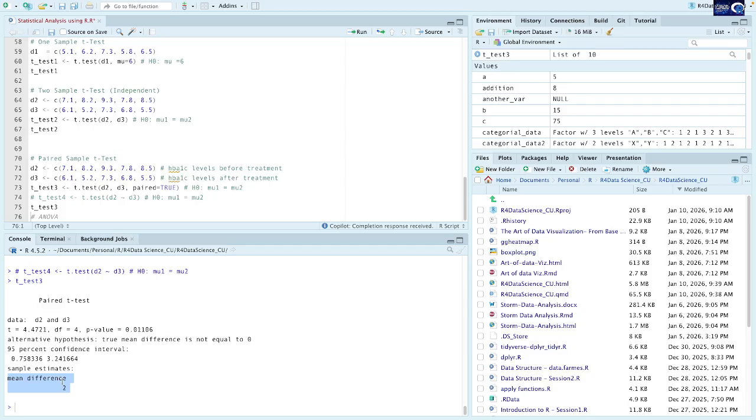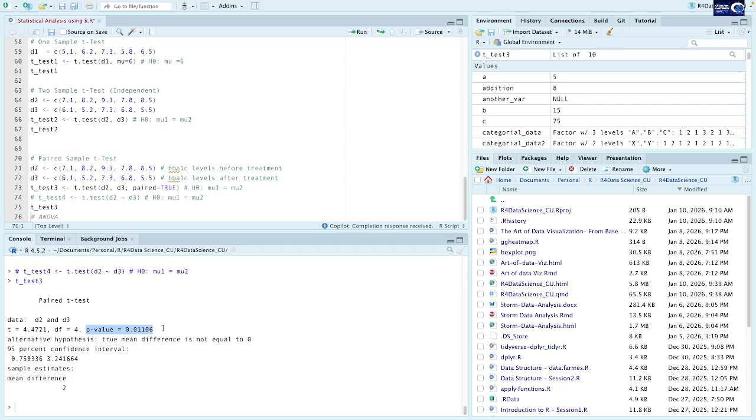Then we have the 95% confidence interval for the paired test as well. This provides a range of values in which the true population mean is likely to fall. If the interval does not contain 0, it reinforces the conclusion that the difference is statistically significant. If this is not containing 0, the difference is statistically significant.